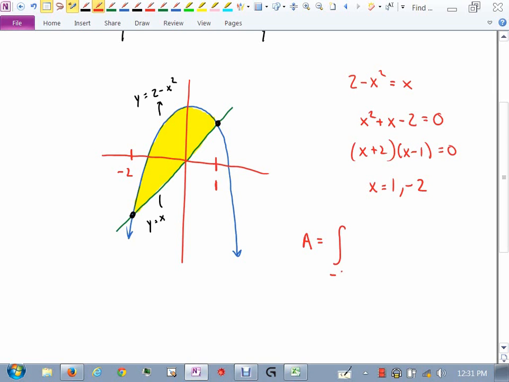Integral negative 2 to 1, 2 minus x squared minus x. So look, we are extending what we've been doing. We are taking into account an f and a g here. Even though the book doesn't do it, we need to be able to extend the idea out to, okay, we do have a top and a bottom function. We know how to find the area of that. So that's it right there.